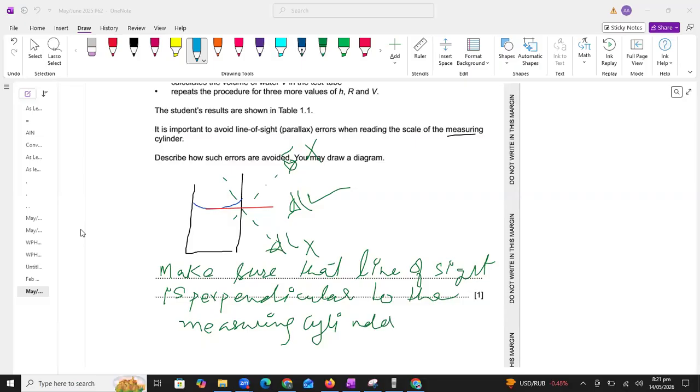And one more thing we can add here, it's a 1 mark question. If such a type of question is asked for 2 marks, we can mention here that we have to read the lower meniscus to avoid the error. Because if the student takes the upper meniscus, obviously the reading is incorrect. So we have to mention here that we will read the lower meniscus of water.